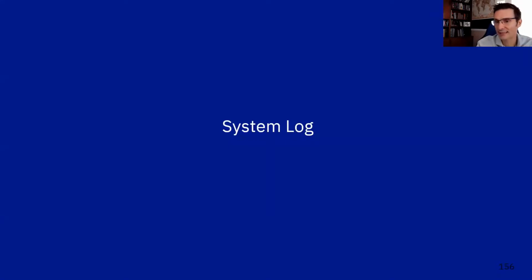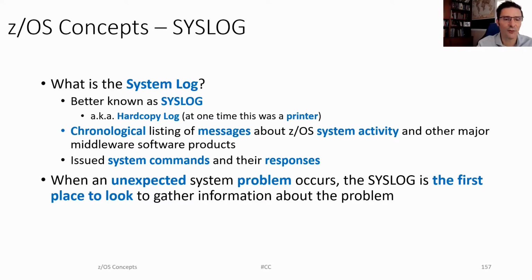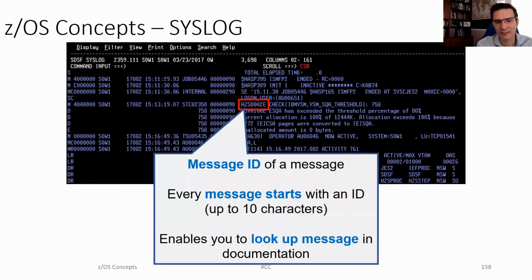You also can use SDSF to look at something called the system log, sometimes known as syslog. This is a chronological listing of all the messages that are occurring on the z/OS system. Those messages may be issued by the operating system, by middleware, by applications. The system log also contains commands that you've issued and their responses. So when something doesn't go quite right on your system, you probably want to look at the syslog. And when you look at the syslog in SDSF, there's usually a message ID on the message.